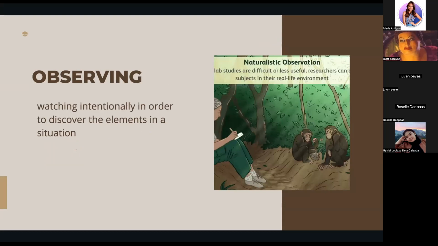Observing is watching intentionally in order to discover the elements in a situation. In other words, you place yourself in the situation to observe and record your observation. When observing in order to collect information, of course, we have to consider only the basic facts, what we see. Basic facts mean what we see with our eyes only, or what we can observe only. We do not add anything else, okay?